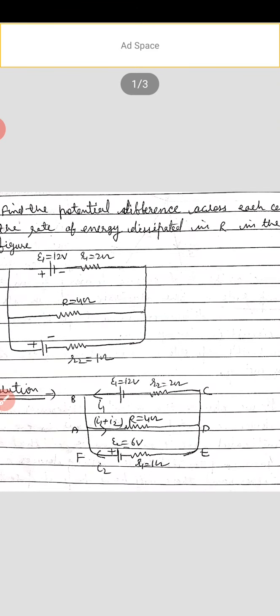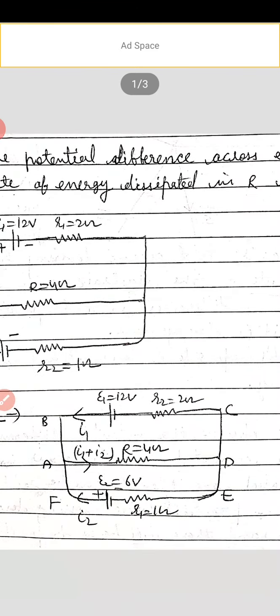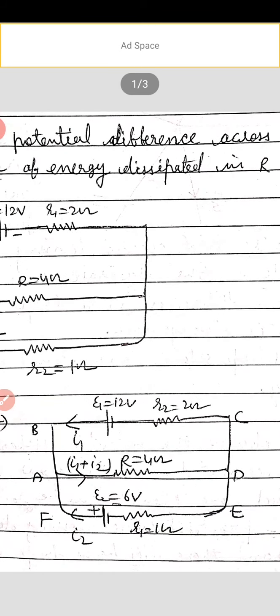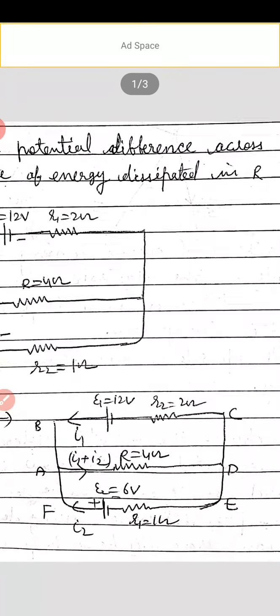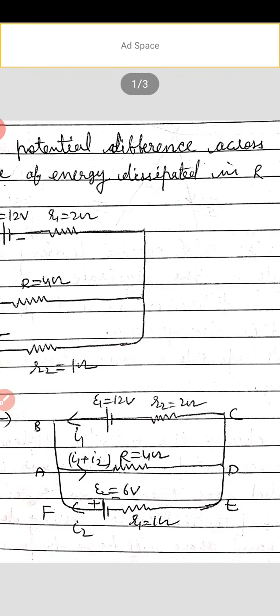This is the circuit diagram for solving the problem, and there are two loops which we consider for solving the problem.